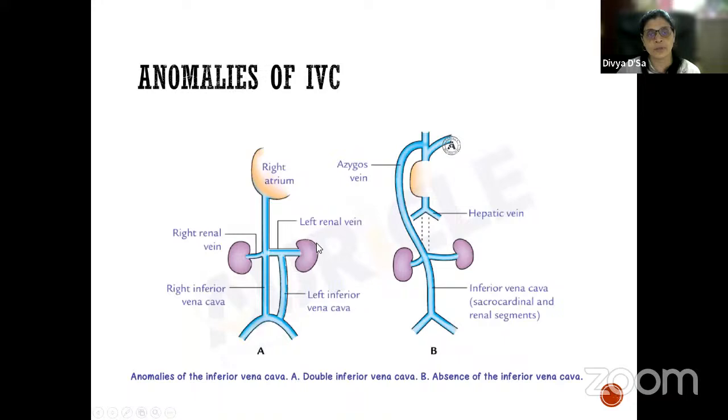So anomalies. Anomalies, what happens? Sometimes double inferior vena cava. Usually the left side, everything disappears, but sometimes it may persist. And there are also two, and it will usually drain into the left renal vein. Okay. Then there is absence of inferior vena cava. So if you see here, only the sacrocardinal and renal segment is there. Okay. Then it is going directly. This portion is absent. Okay. That is, the subcardinal segment is not there.